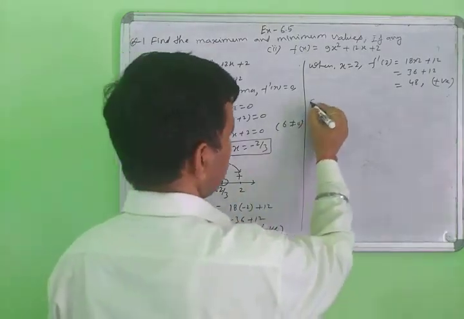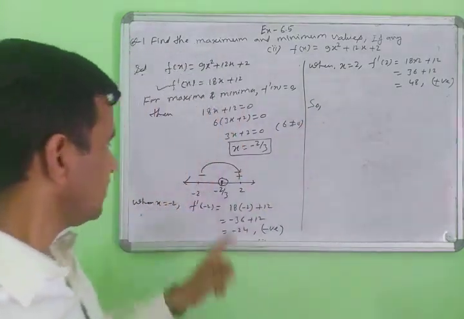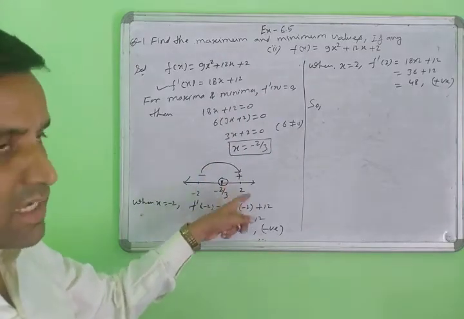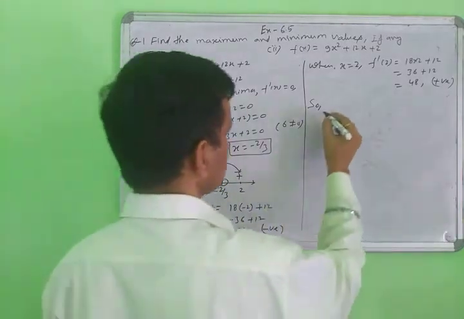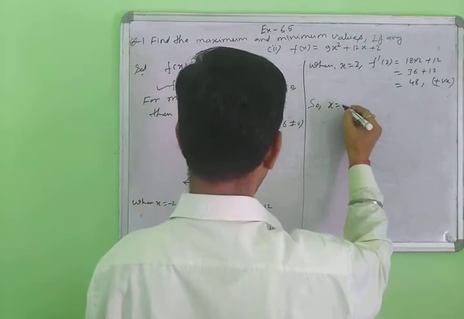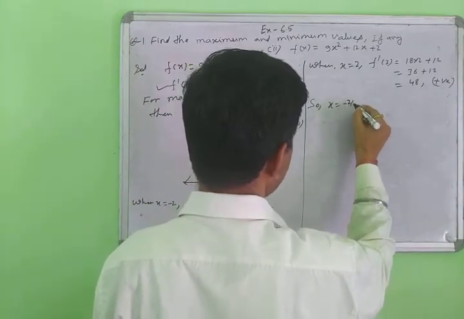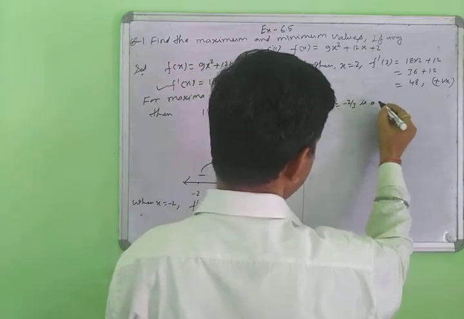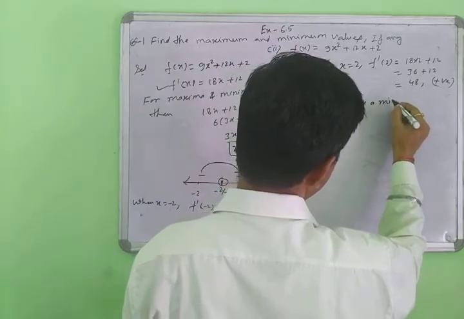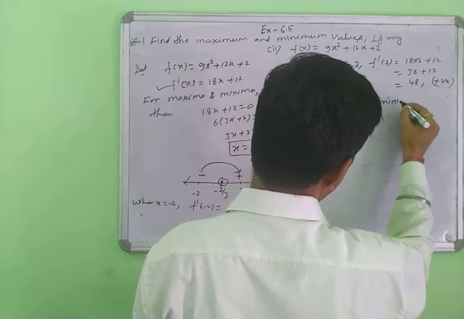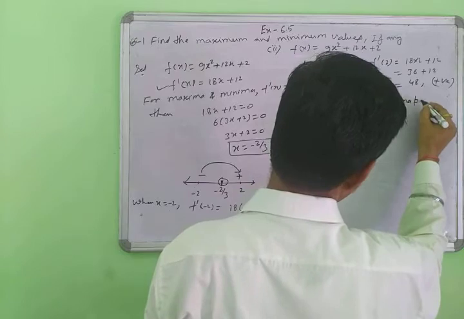So the sign changes from minus to plus, so x = −2/3 is a minimum point.